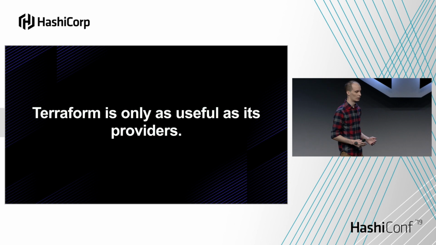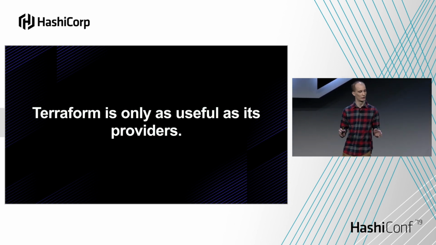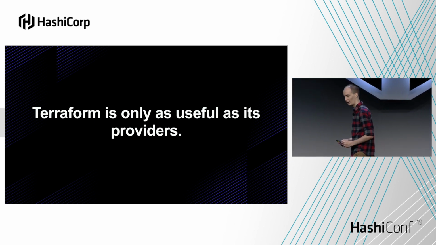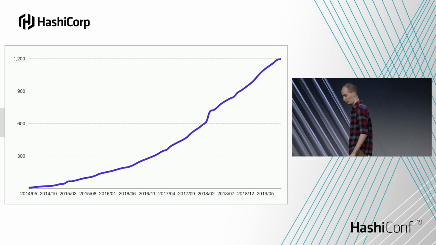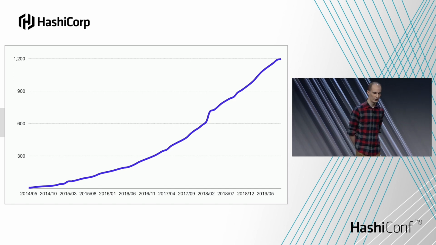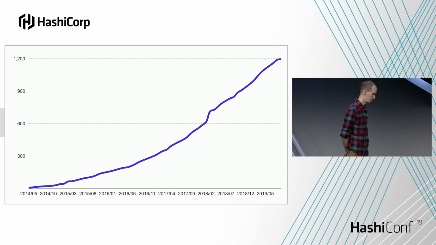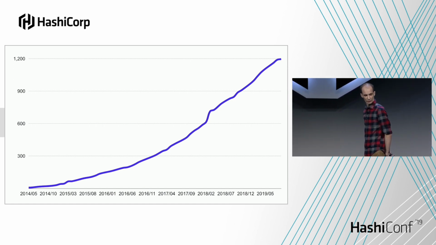But at the end of the day, what a user sees, what a user interacts with, the part that's moving that does what the user wants it to is the provider. It's the one interacting with the API. And over time, the number of providers that Terraform has had has increased rapidly. We have almost 1,200 providers that are open source and available on GitHub today. That does not include providers that are developed internally at companies and never released to the public. And that is a startling growth over the last 5 years.